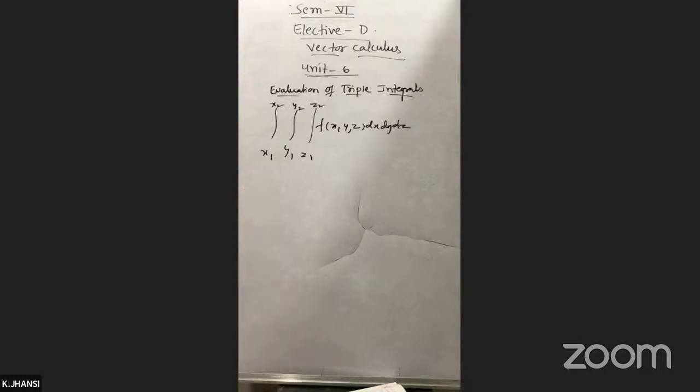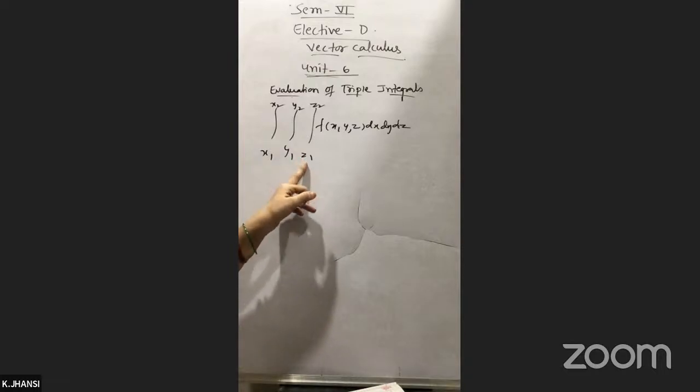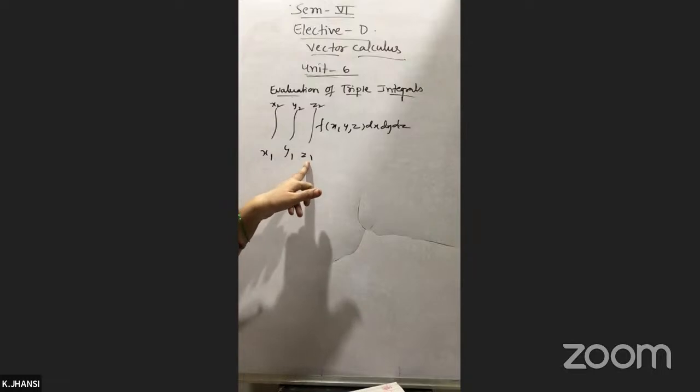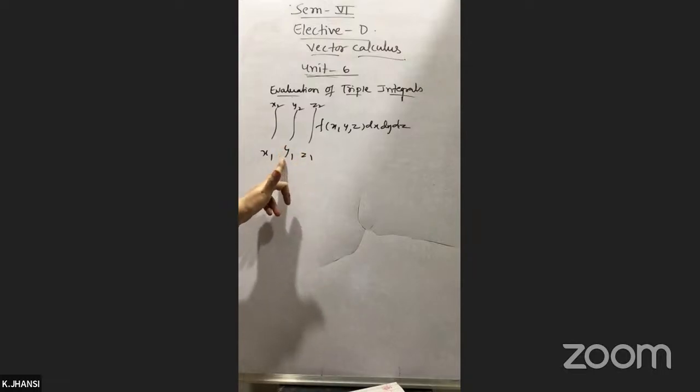For such problems, first, z limits are either constants or functions of x and y. Here z limits are there, no? In some cases they will be constants, or in some cases functions of x and y. Similarly, y limits are either constants or functions of x. And x limits are constants, x1 and x2. So first z is integrated, then y, and last x.